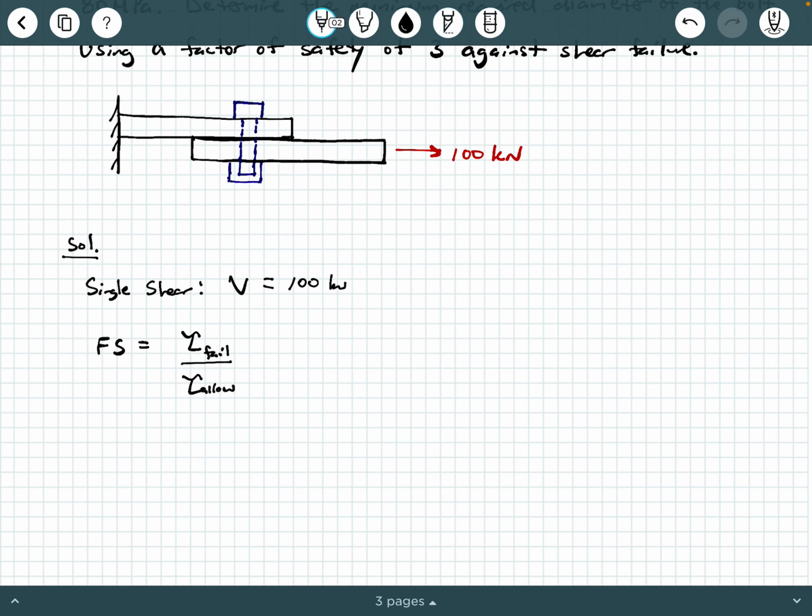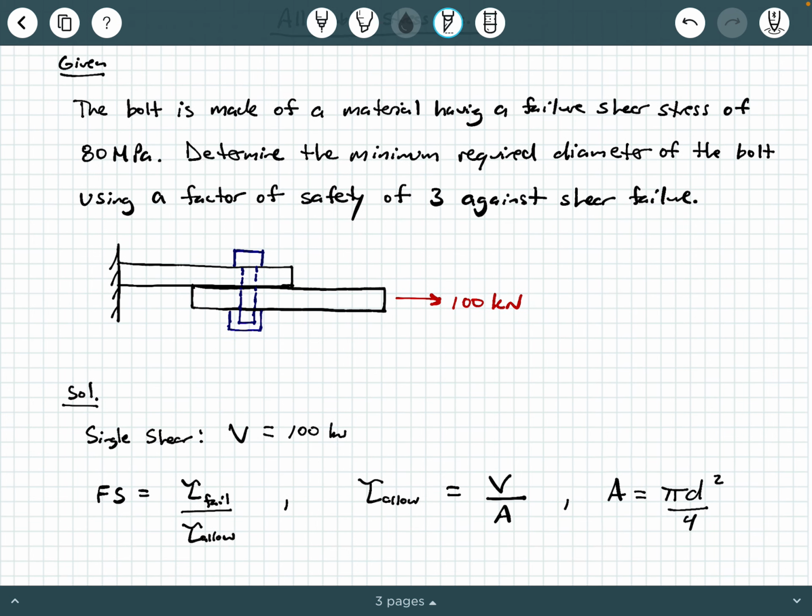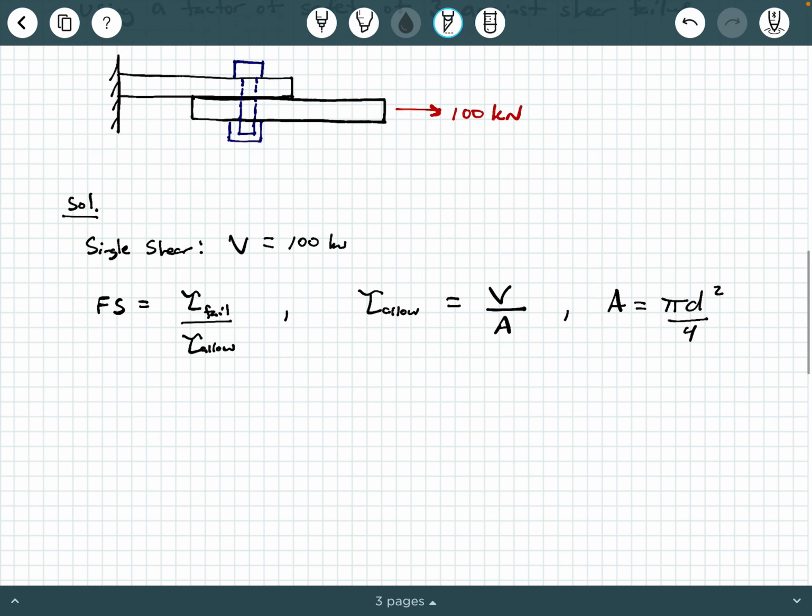We also know that the allowable shear stress is going to be related by saying shear force divided by cross-section area. Okay, now do we know any of this? Well, kind of, yeah, we know V. V is that 100 kilonewtons. We also know that cross-section area is pi d squared over 4. Why do we need to use that? Well, the problem asks for the minimum required diameter of the bolt. So the diameter of the bolt comes from the area of the bolt, which is this relationship here.